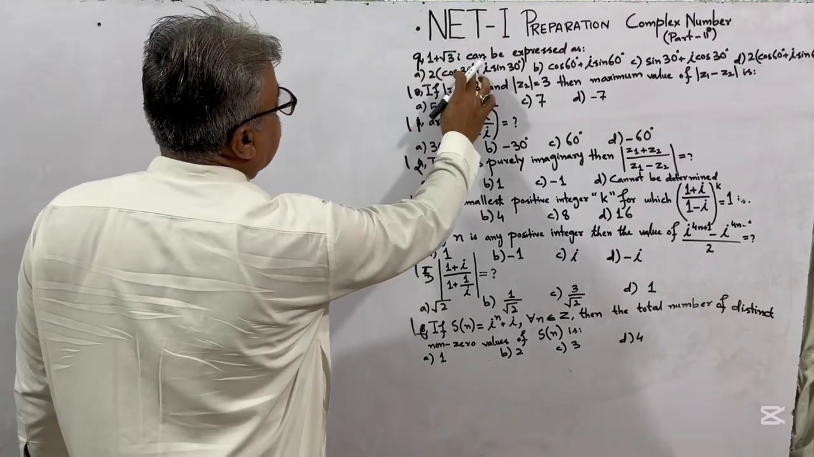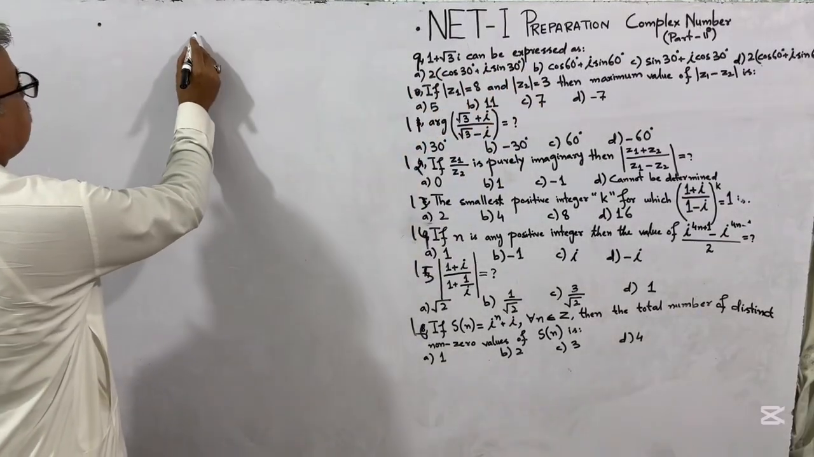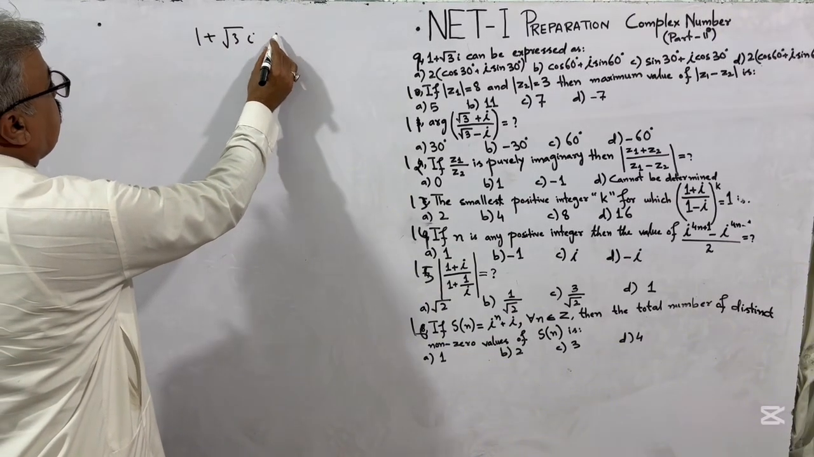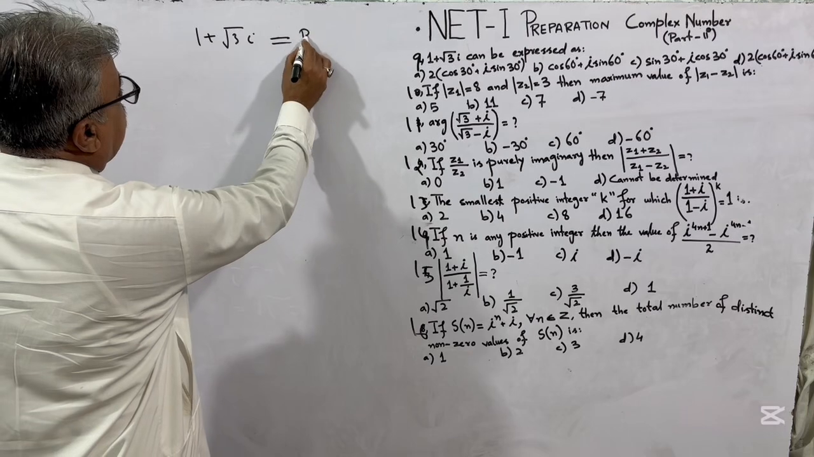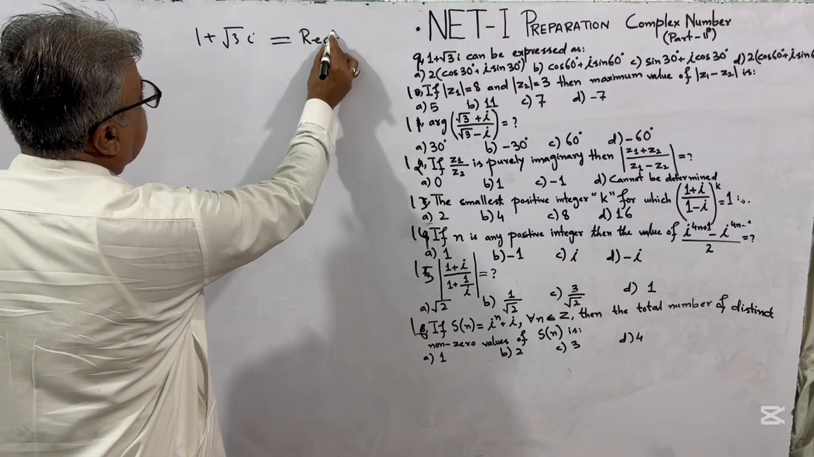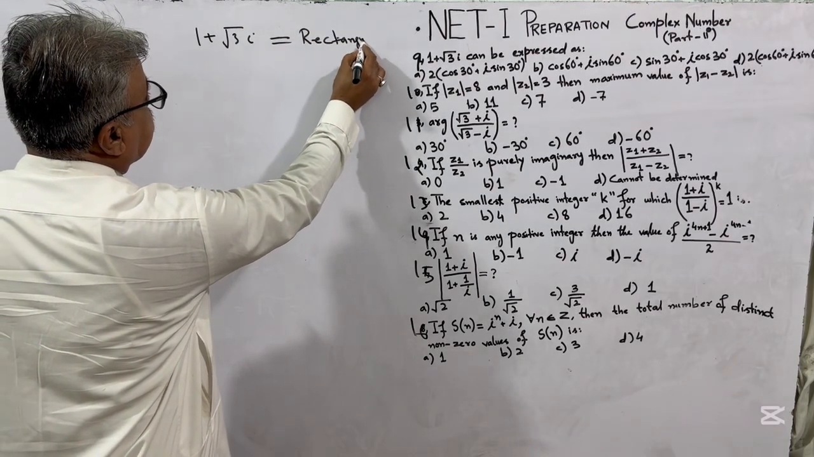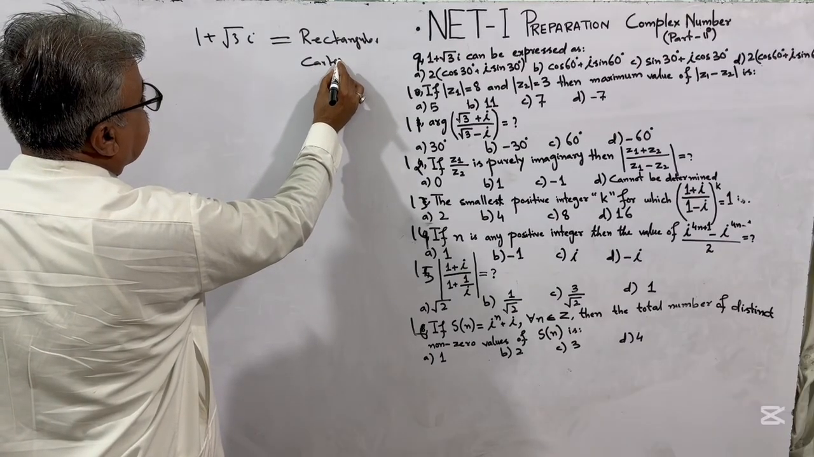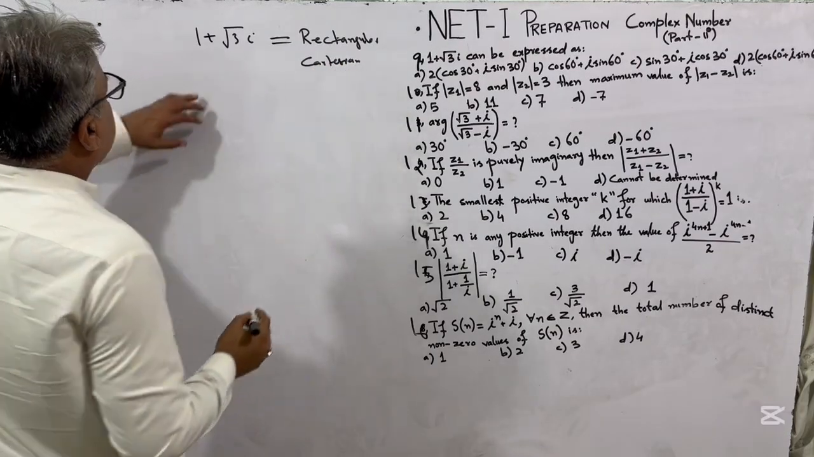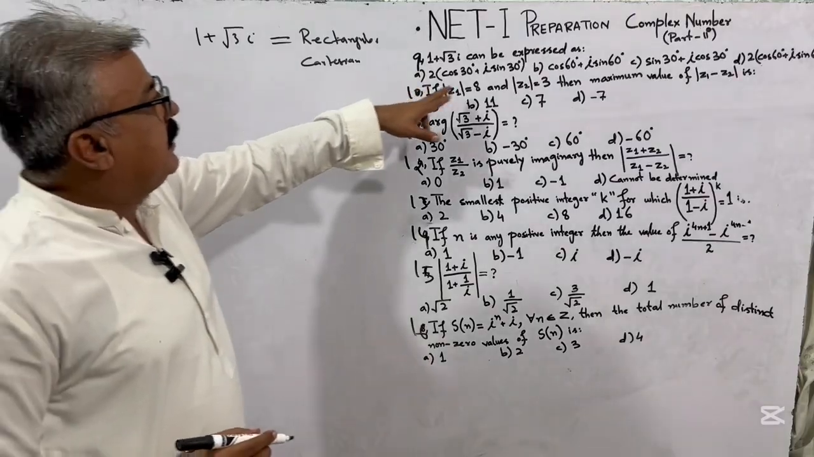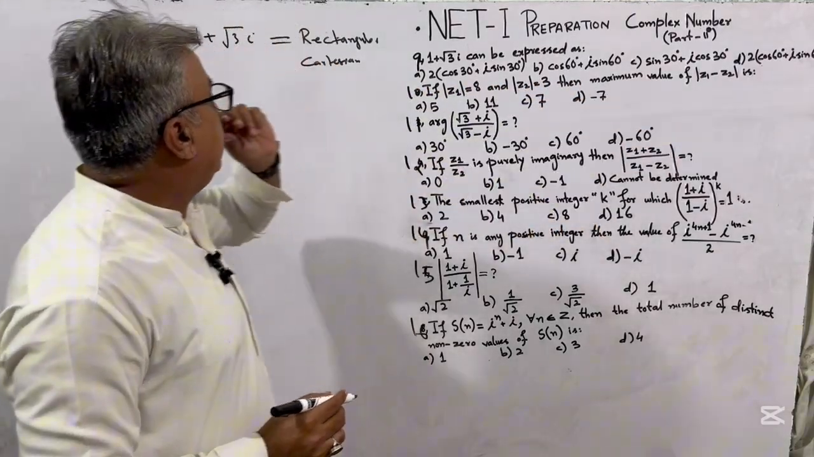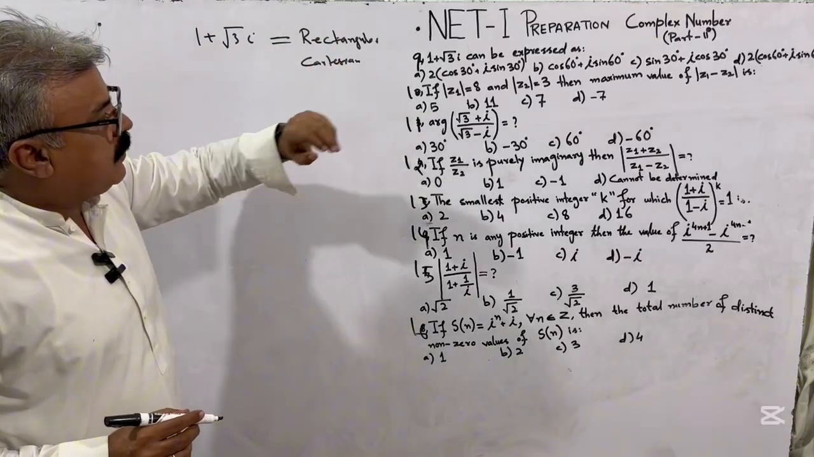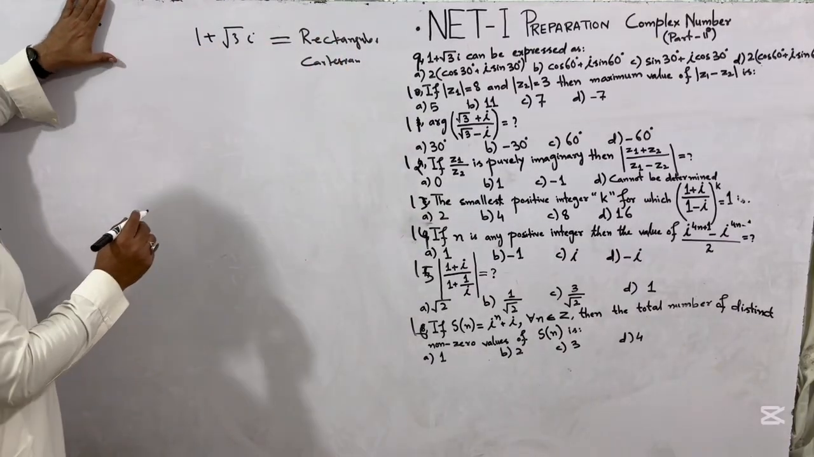1 plus root 3 iota can be expressed as, this form is known as rectangular coordinate form or Cartesian coordinates. Rectangular or Cartesian. Then the options are in polar form. In polar form, how to convert from rectangular to polar coordinates? Let's see and find out.